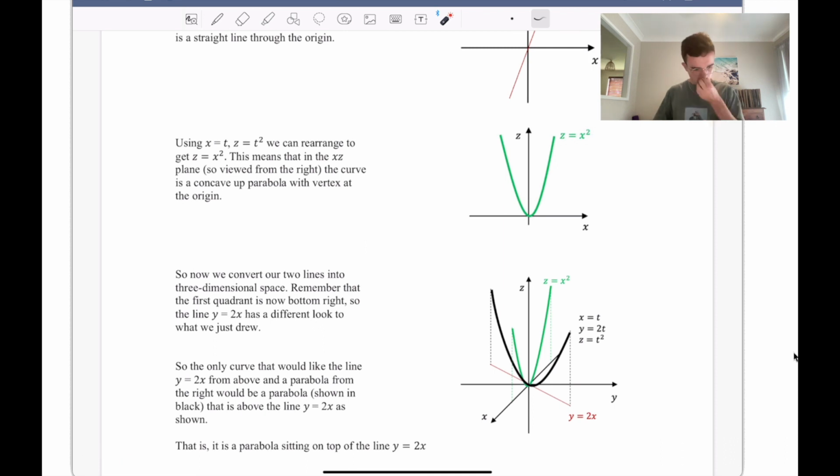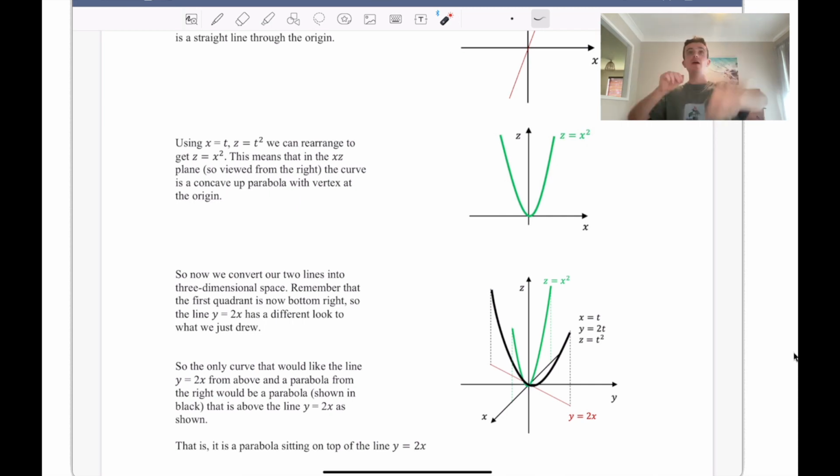So we can convert our 2 lines into a 3-dimensional space. Remember that the first quadrant is now the bottom right, so the line y equals 2x looks a bit different. So that's our y equals 2x, and that is our parabola there. So what we have is a parabola, but the parabola is kind of being rotated so it's along the line y equals 2x.